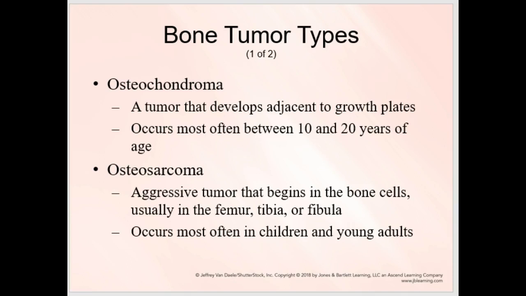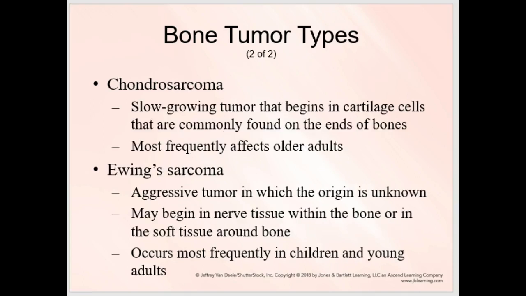Osteosarcoma begins in bone cells, but it can spread out into the muscle tissues. Osteo bone, sarcoma, muscles. These will be seen in children and young adults as well. Chondrosarcoma will begin in cartilage, and it can spread out to bone and muscle. This tends to be in older adults. Ewing sarcoma is very aggressive. This is an unknown cause. This will happen in children. And this will be in the bone and or the surrounding soft tissue.